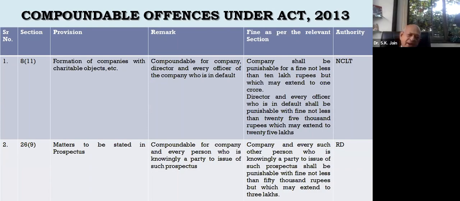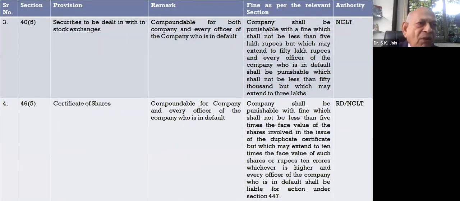So the RD can entertain it if it exceeds 25 lakhs. NCLT can do it, but SEBI can also issue a so-called notice in such cases where a prospectus is involved. Now, section 40(5), securities to be dealt in with stock exchange. It is compoundable for both the company and every officer of the company who is in default. And what is the fine? The company shall be punishable with a fine which shall not be less than 5 lakh, but which may extend to 50 lakh rupees. Now, as it is 50 lakh rupees, more than 25 lakhs, it is by NCLT.